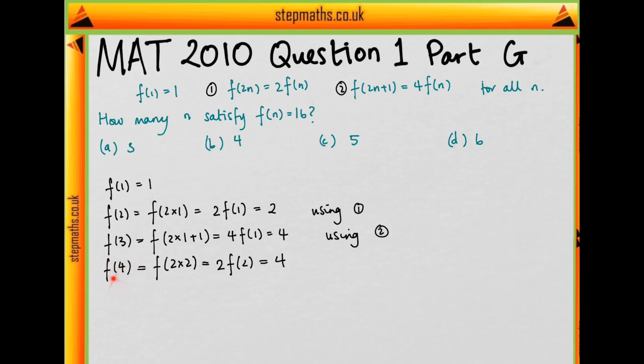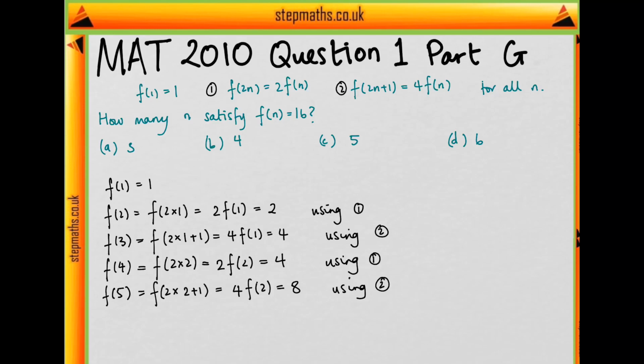And for f of 4, well, 4 is 2 times 2, so we can use rule 1, and we get 2 times f of 2, and f of 2 is 2, so that's equal to 4. Then for f of 5, well, 5 is 2 times 2 plus 1, so if we use rule 2, it's going to be equal to 4 times f of 2, so that's 4 times 2, which is 8. So you get the idea. Each time we're either multiplying by 2 or multiplying by 4.